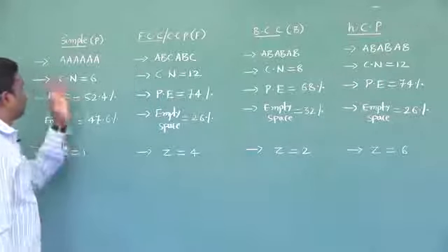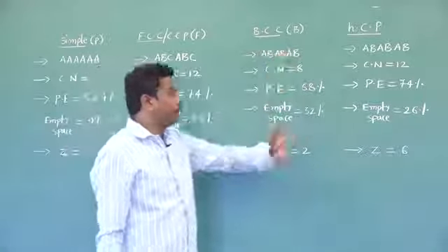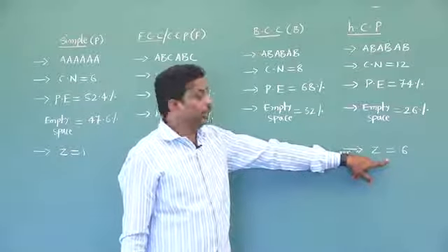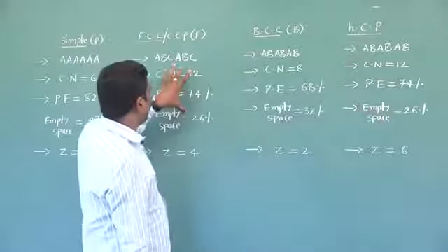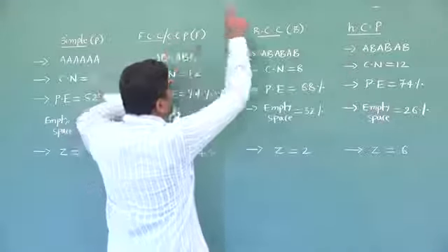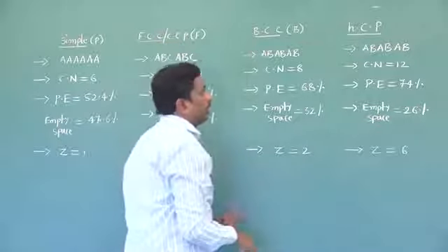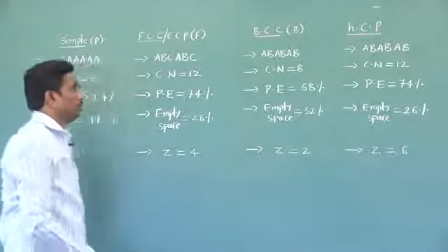Z is equal to 1 for simple, FCC 4, BCC 2, HCP 6. HCP is not there in the syllabus, but remember the HCP Z value is 6. Packing efficiency, coordination number and empty space are similar to FCC. The only difference between FCC and HCP is the type of layers: FCC is ABC type, HCP is AB type, remaining are the same. Okay? So note down this information.